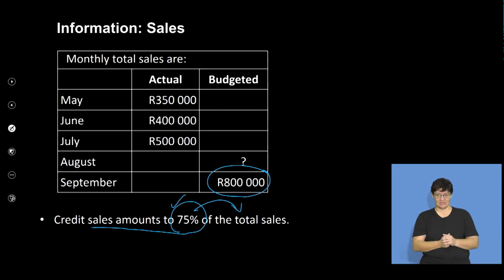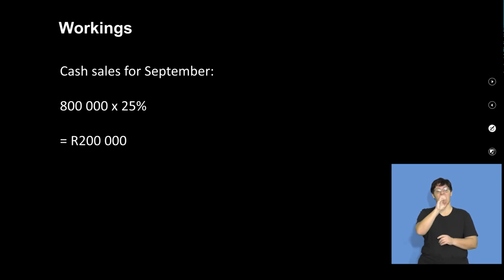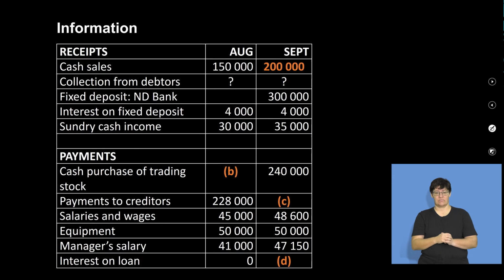So this is what I do. Immediately I say, fine, take out my calculator. There we go. 800,000 is my total sales, right? Times the 25%, which will now be my cash sales. And there we go. 200,000 is my cash sales for the month of September. So here now, if I go and look at my calculation, their cash sales, I slot in the 200,000, which was required in terms of my question. Got it?